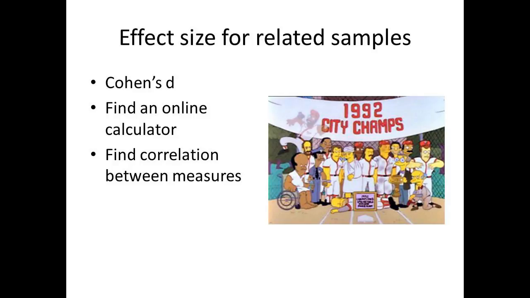Now, of course, to use those online calculators, you would still need to find the correlation between our two measures, which is a process we will talk about on another day. So for now, we're just going to ignore effect sizes for related samples. And that's it. That's the gist of how we compare groups when we have 2 of them.